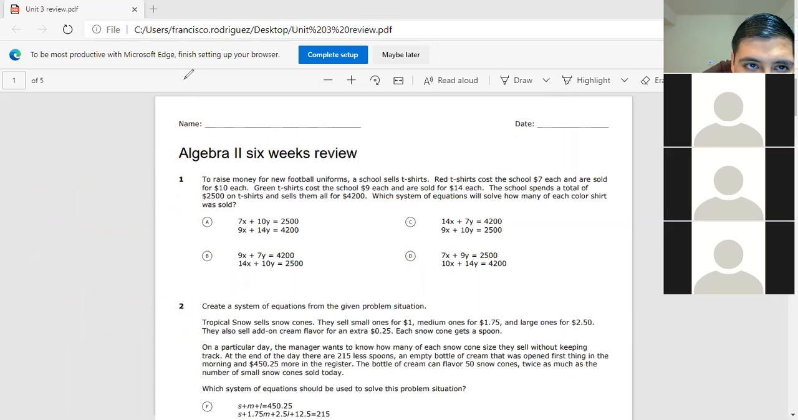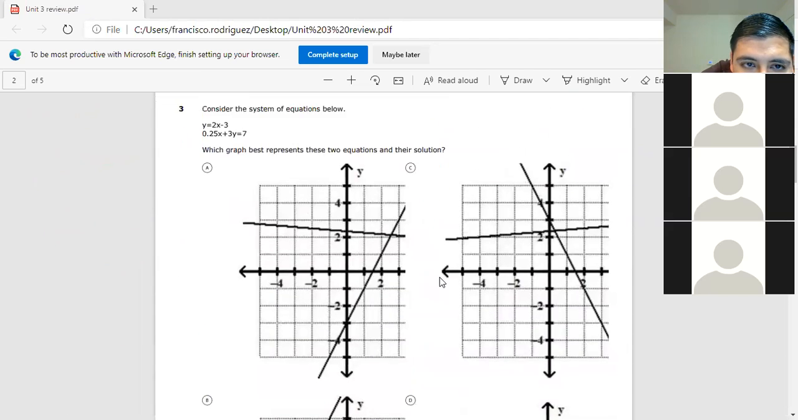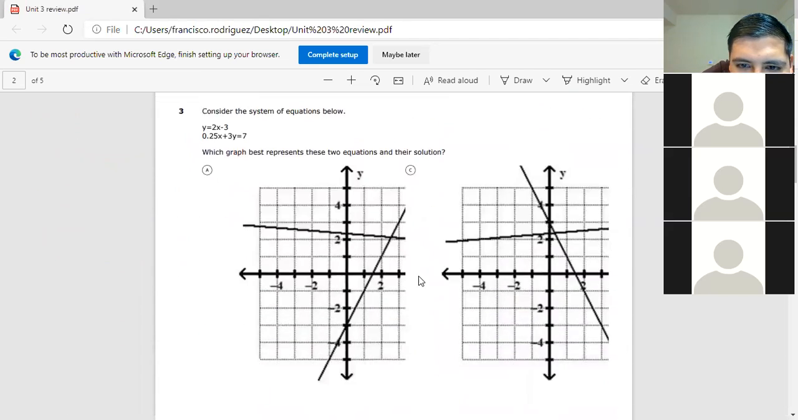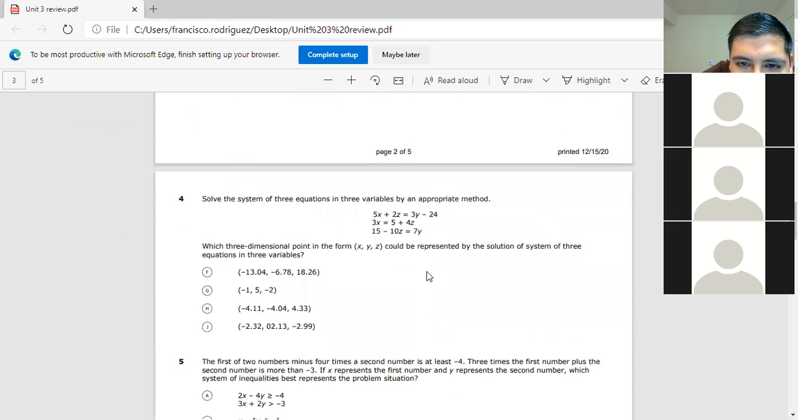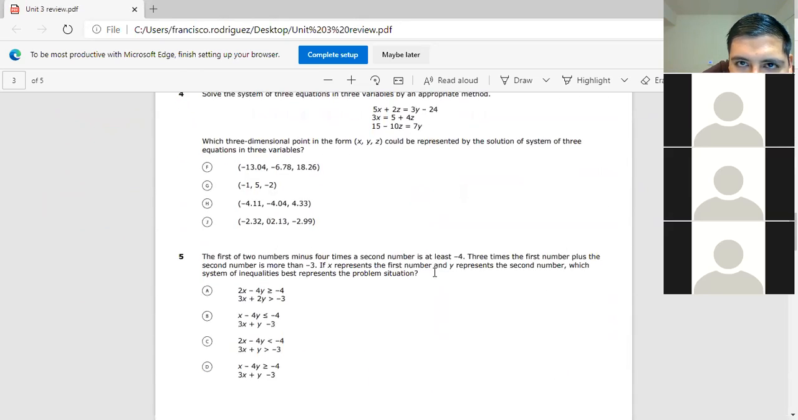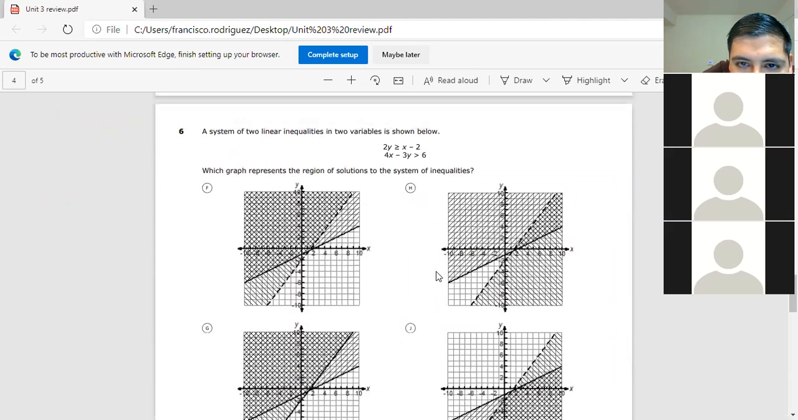Let's see. So obviously for the graphing ones, we don't have the calculators, but if you guys go into Desmos, that should help you out. You could even do the inequalities on Desmos too, I'm sure.